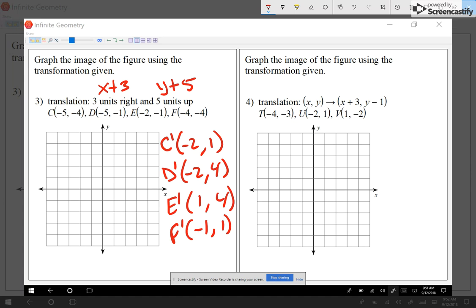And then, so for the graph, I got each of the primes, right? C prime, D prime, E prime, F prime. Now I'm just going to plot them in. C prime is the point -2, 1. D prime is the point -2, 4. Then E prime is 1, 4. And then F prime is -1, +1. We know how to plot points. I'm just gonna connect these, and I get a trapezoid.